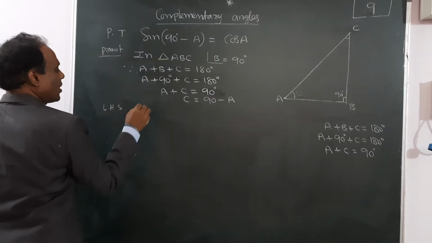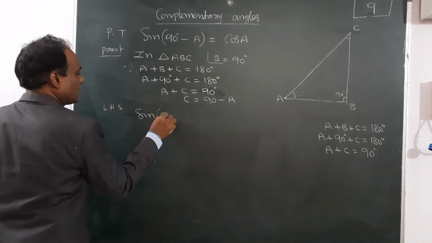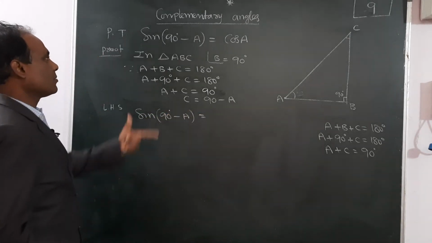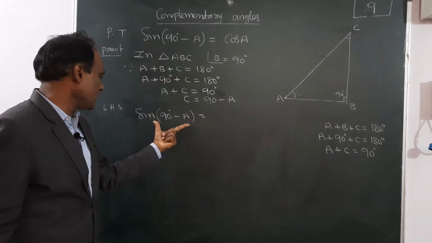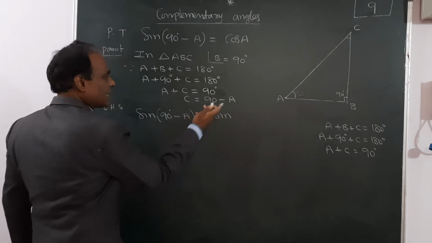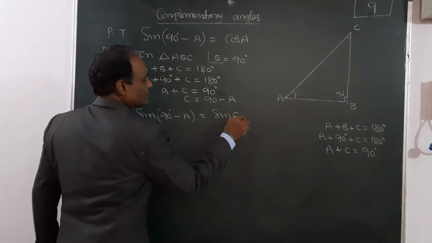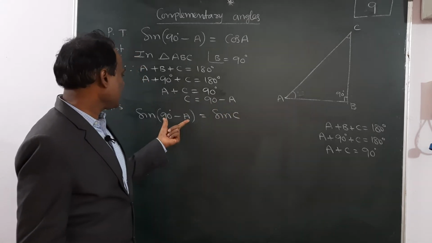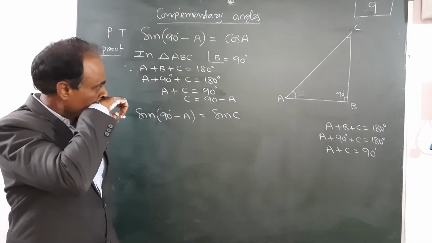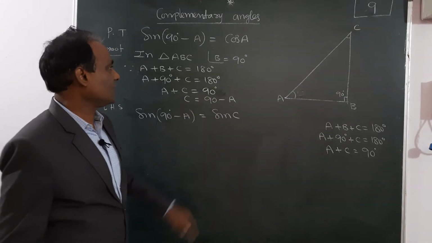What is the given problem? Given problem is sin 90 minus A. Sin 90 minus A is sin C, since 90 minus A is equal to C.